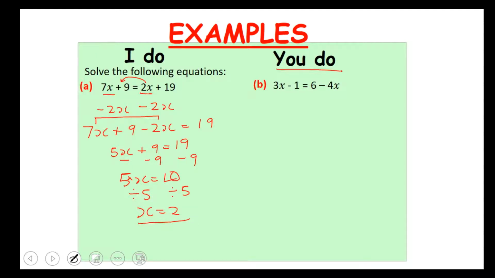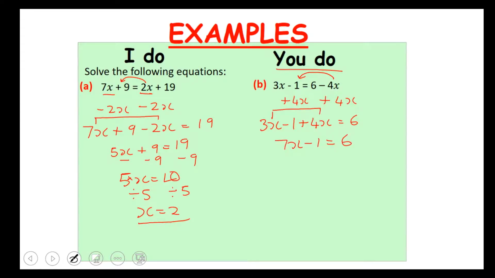Okay, same steps again. You need to get numbers on one side and letters on the other side. So the first thing that I'll do is I'll take this 4x to the other side. So now I've got plus 4x on both sides because it was minus 4x on this side. And the inverse of minus is plus. So now I've got 3x minus 1 plus 4x equals 6. Collect the like terms. 7x minus 1 equals 6.